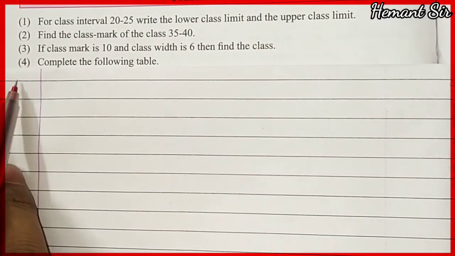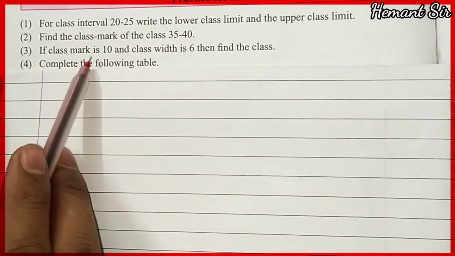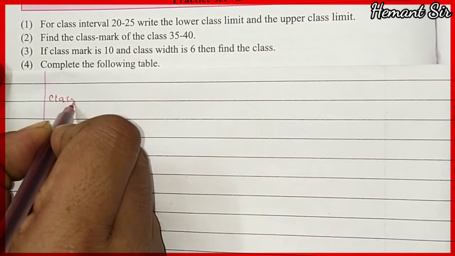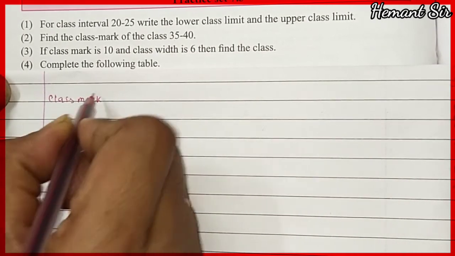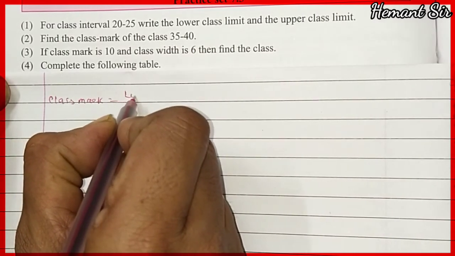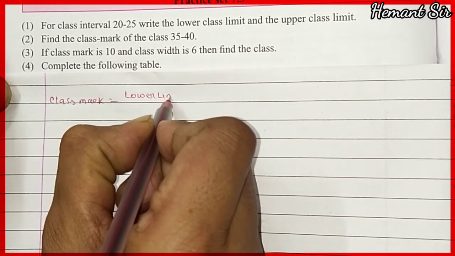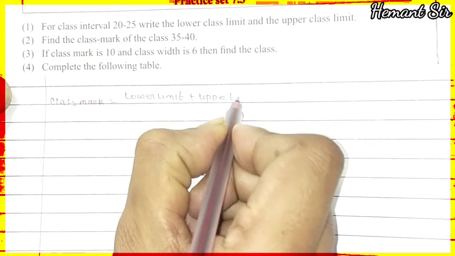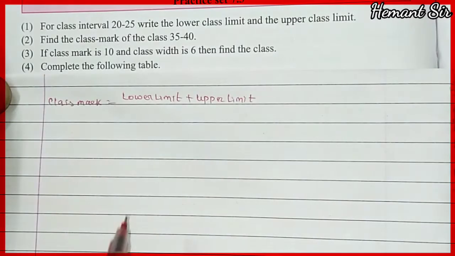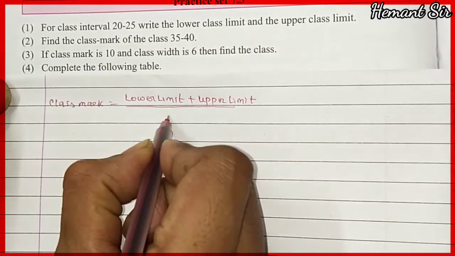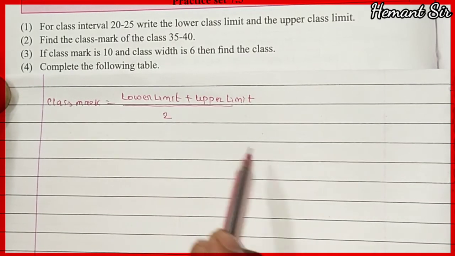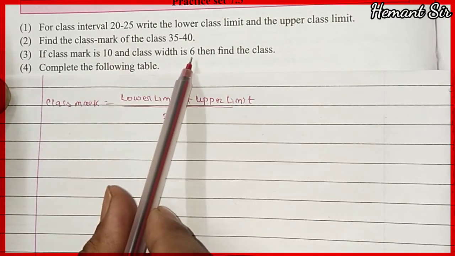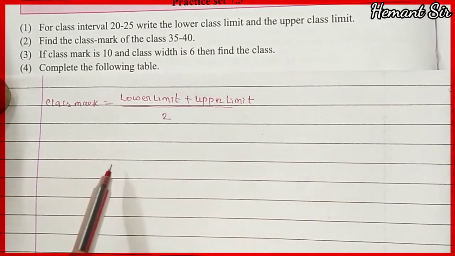Now we are going to solve the third problem. It says, if class mark is 10. See, the class mark is given, so we have to write class mark. What is the formula? Class mark equals lower limit plus upper limit divided by 2. Here we do not have the upper limit or lower limit. We have the class mark and the width is 6. So we have to consider a number.